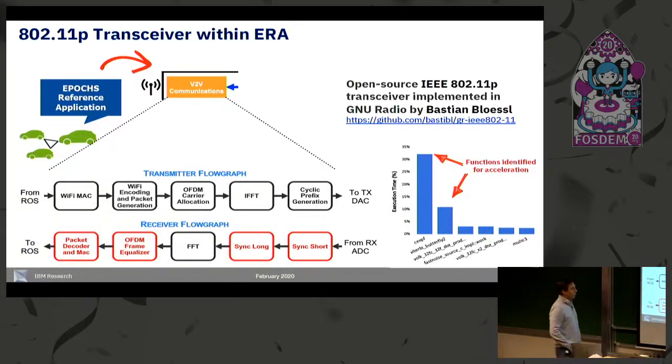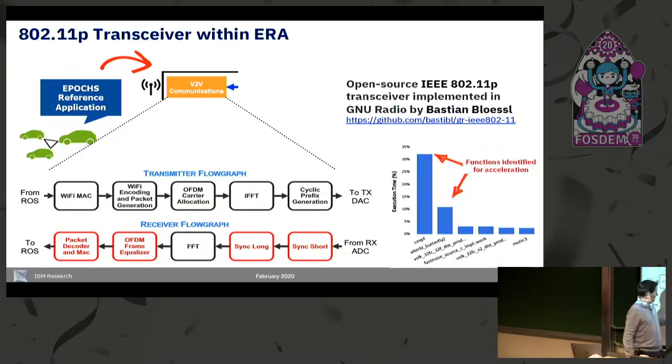And by the way, what are the parts in this flow graph that make use of those two functions? We identified these four blocks: packet decoding, OFDM equalizer, and synchronization, long and short. These are the ones highlighted in red. These are the blocks that are making use of these two functions most of the time. And actually, all four of them belong to the receiver, which means that the receiver is clearly more critical than the transmitter, right?